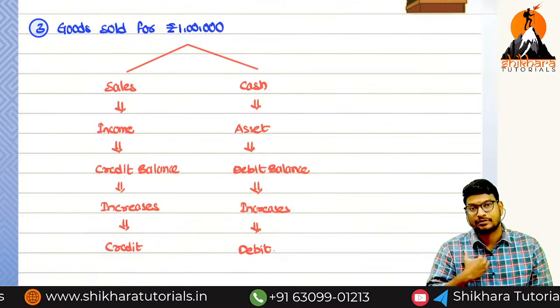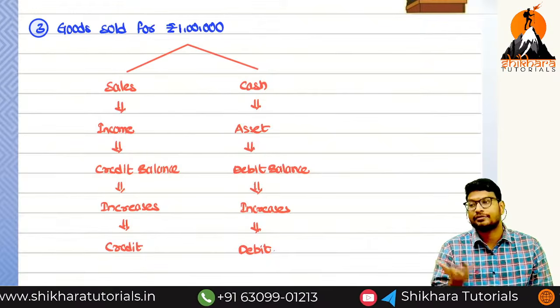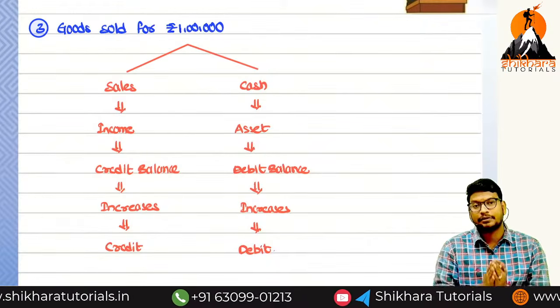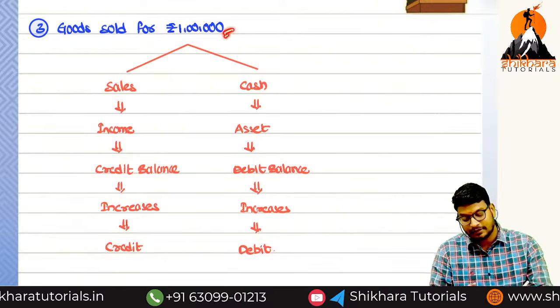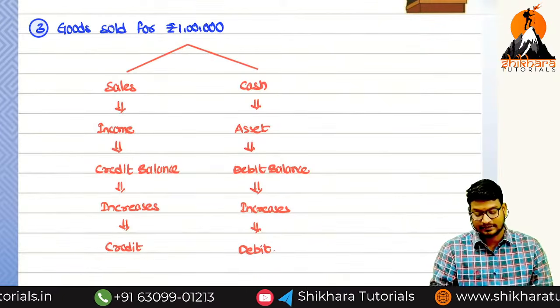In my approach, in the previous CMA Foundation, you may have learned the entries in the form of golden rules. But I am not going to use the golden rules. I am using the modern approach. Trust me, this is also one of the simplest approaches, you can understand it easily.